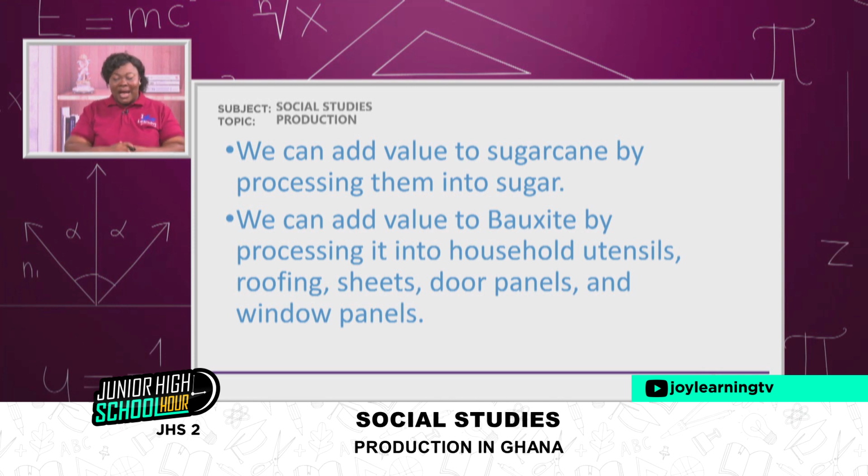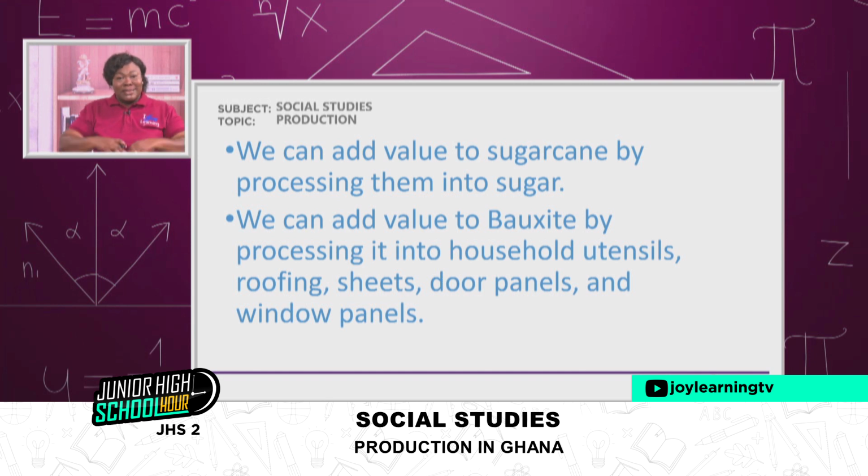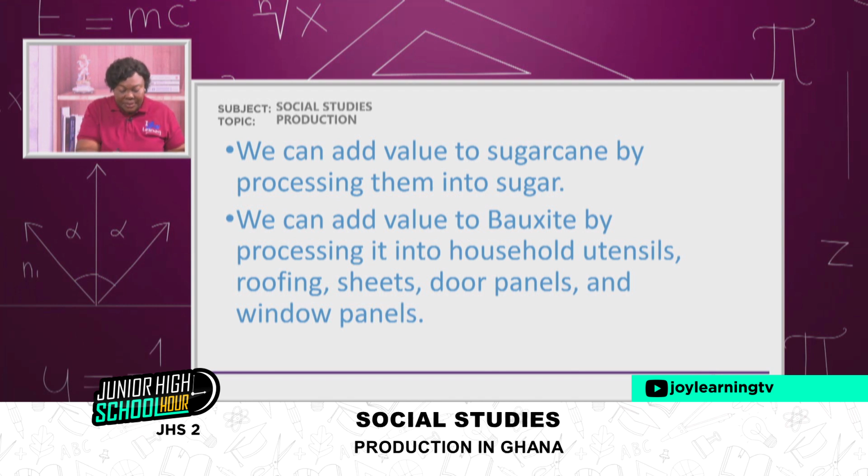Right. We can also add value to sugar cane by processing them into sugar or sugar beets. Right. We can also add value to bauxite by processing them into household utensils. So all the household utensils that we use at home are made from the raw material, the raw bauxite from the primary industry. And then it can also be used for roofing sheets, door panels, and window panels.